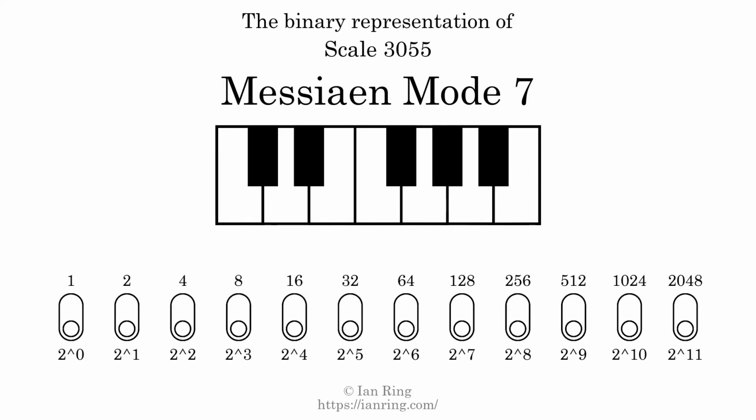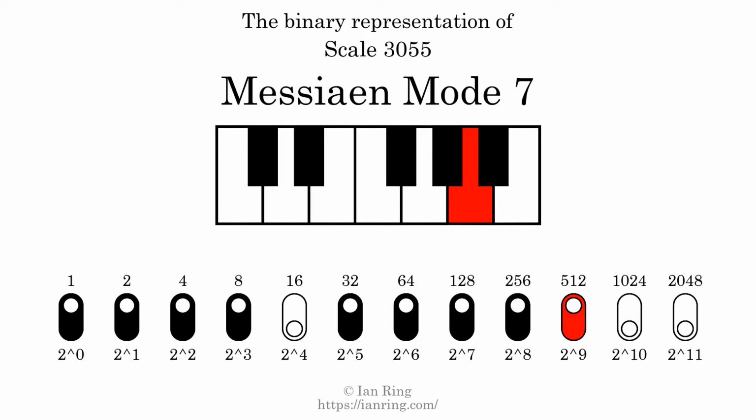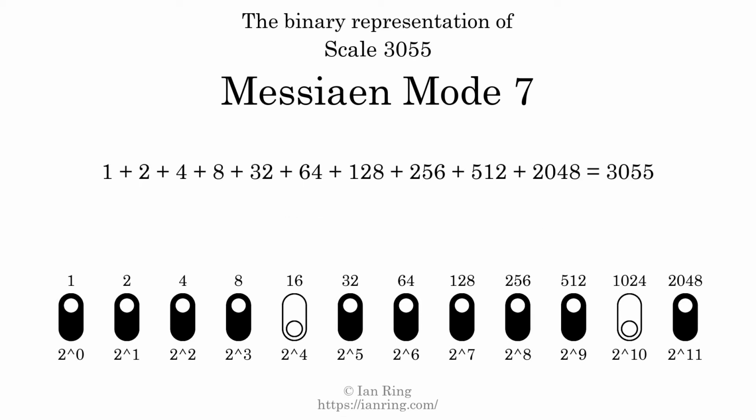The binary representation of this scale is determined by mapping tones of the scale to binary digits. Each binary digit represents a power of 2. To get the scale number, we add the powers of 2 together. The powers of 2 that are present in the scale, all added together, equals 3055. That is why the scale number, in decimal, is 3055.